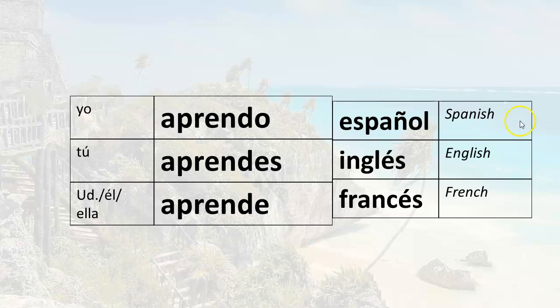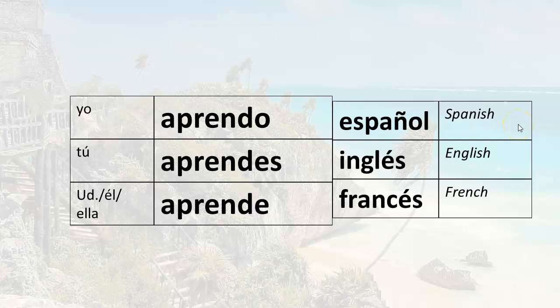You learn or you are learning French. Aprendes francés. If I want to say you learn or you are learning Spanish with the formal you, which is usted, remember UD is the abbreviation for usted. So I would say usted aprende español. You learn or you are learning Spanish. Usted aprende inglés. You learn English or you are learning English. And finally, if I want to say you learn French or you are learning French, you would say usted aprende francés. He learns or he is learning Spanish.